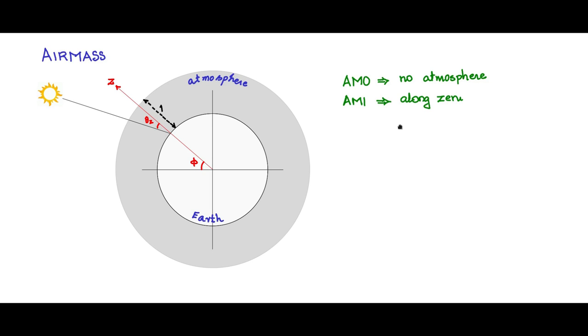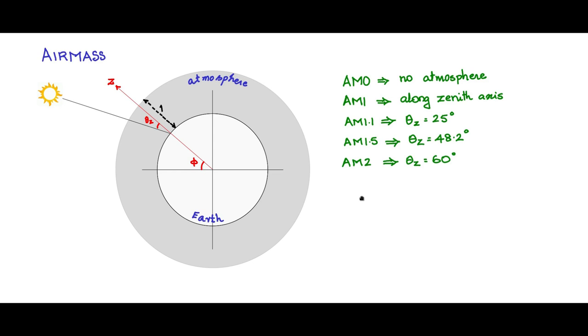AM1 we know is along the zenith, when the insolation is along the zenith axis. AM 1.1 implies theta z zenith angle is 25 degrees. AM 1.5 implies zenith angle theta 48.2 degrees, and AM 2 implies theta z is equal to 60 degrees, which we saw, and so on and so forth. But what is important to note is the standard. What is the standard? This AM 1.5, where theta z is equal to 48.2 degrees, is the standard for air mass, and that is the standard benchmark which is used for comparison of the PV panels.